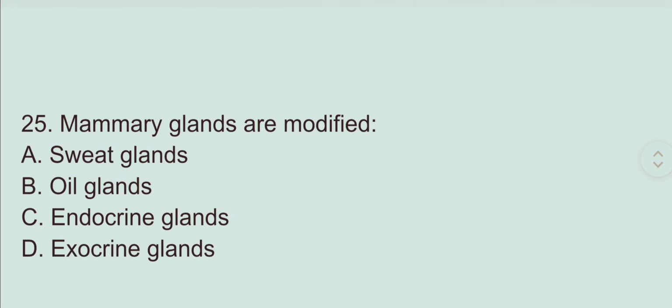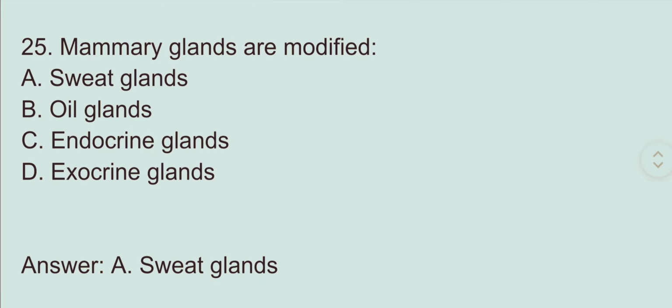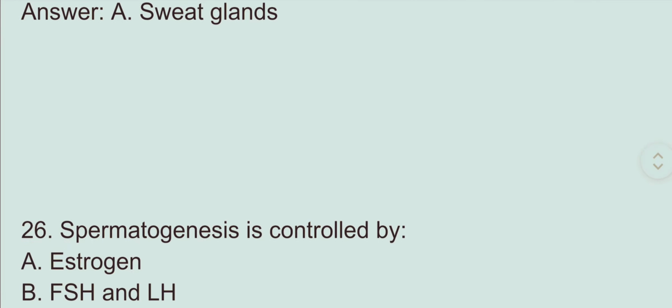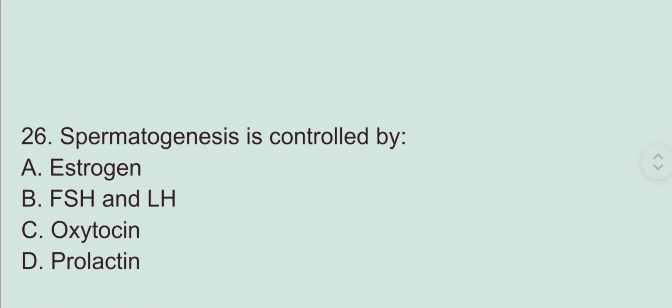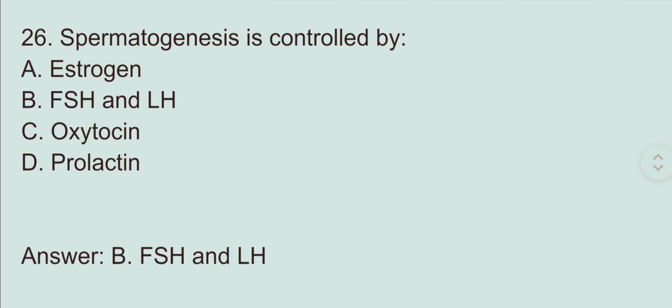Question number 25. Mammary glands are modified. The correct option is option A, sweat glands. Question number 26. Spermatogenesis is controlled by. The correct option is option B, follicle stimulating hormone and luteinizing hormone control spermatogenesis.